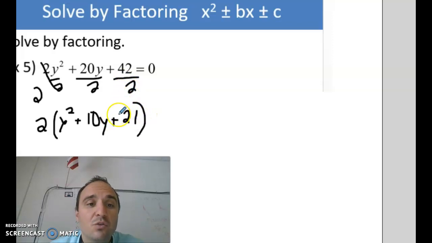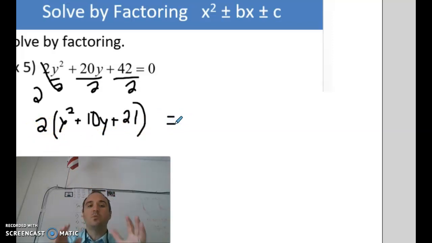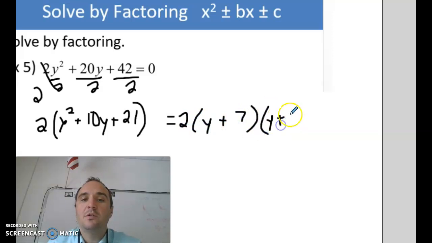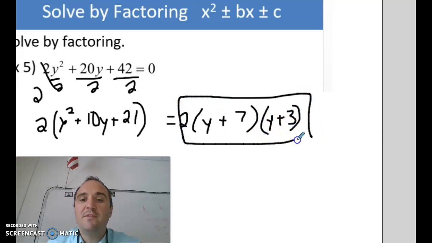Now, can you factor, ignore the 2 even there. Can you factor this? And the answer is yes. This is the best, is when you can take a GCF out and you actually have something else you can factor. So it's going to be 2, it's going to be y plus 7, y plus 3. And now you are finished. You can't factor any further.